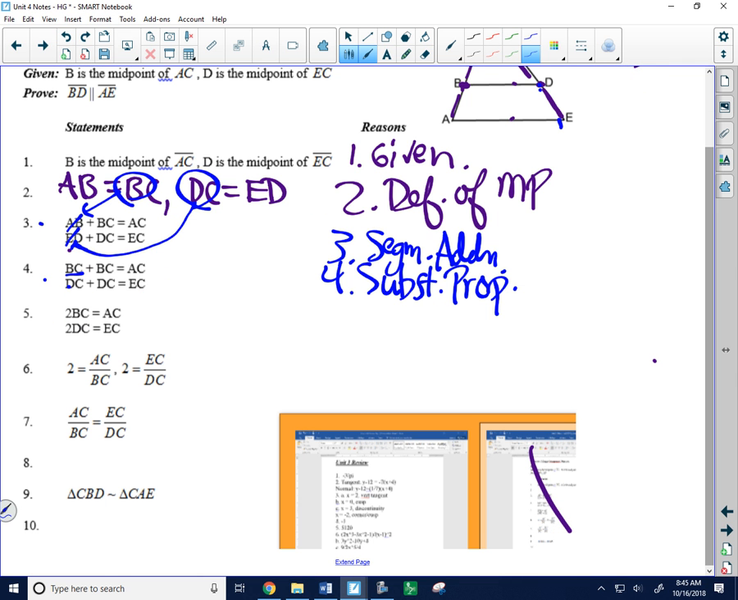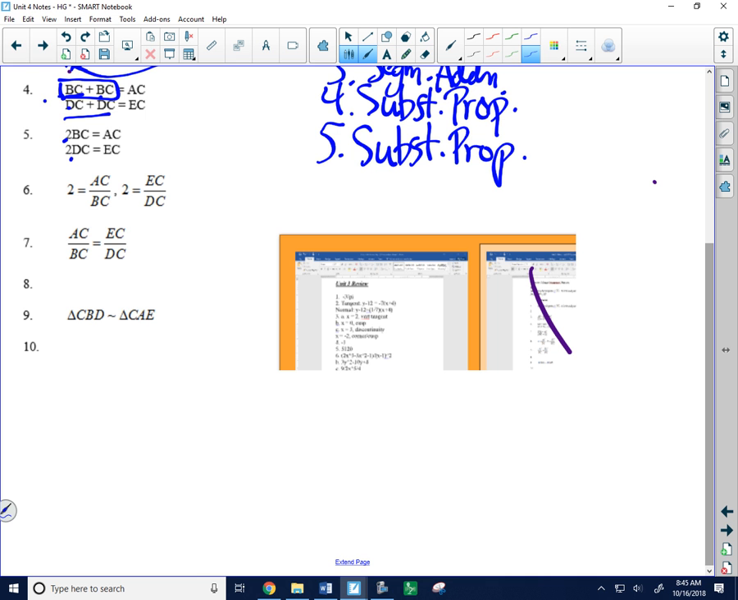Plugged it in. I could have chosen to plug in AB for BC, but I just chose BC for AB. Okay, 1x plus 1x is 2x, right? So 1BC plus 1BC is 2 lengths of BC, right? Same with DC plus DC is 2DC. Not addition, this is just substitution. When you're combining, we combined like terms, that's what we really did there. So combine like terms. We got 2BC equals AC.